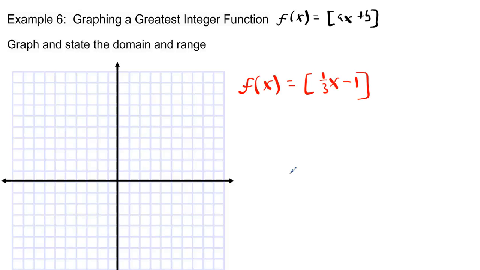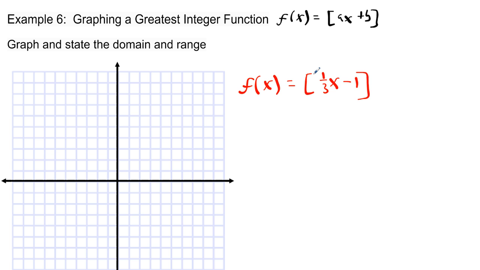All right, so in this example, we're going to be continuing on from example number 5, where we were just graphing the greatest integer of x. Now we're going to be graphing the greatest integer of a third x minus 1. So let's think about what this is going to look like.